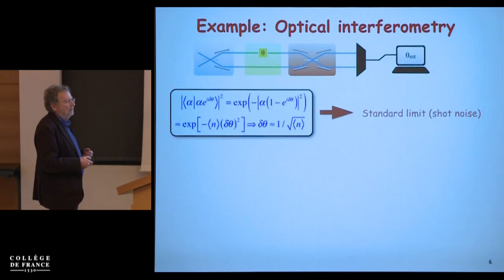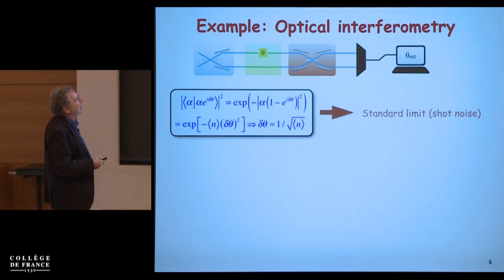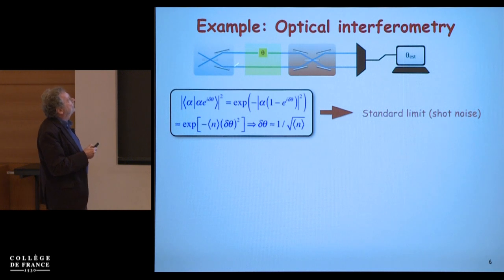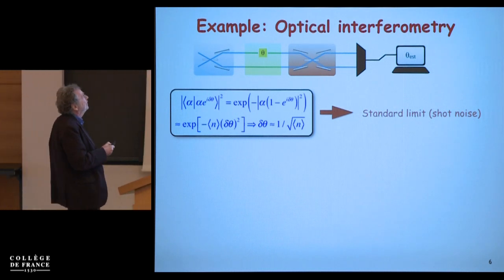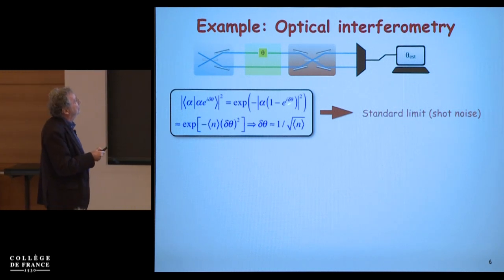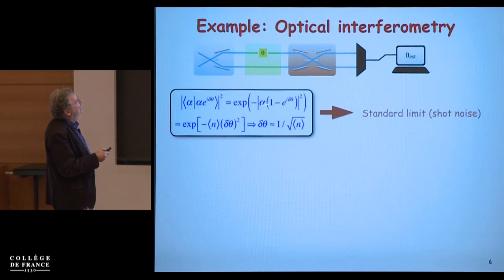Now, let's see how that applies to optical interferometry. In this case, for instance, suppose we use an interferometer with a coherent state, and we want to differentiate a coherent state with displaced phase from a coherent state that has not had its phase displaced. That means that we want to calculate this expression here, which is the magnitude square of the scalar product between these two states. Now it's easy to show that this is equal to that. And now if delta theta is small, we can expand this expression, so we get this.